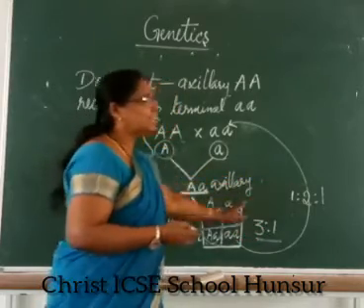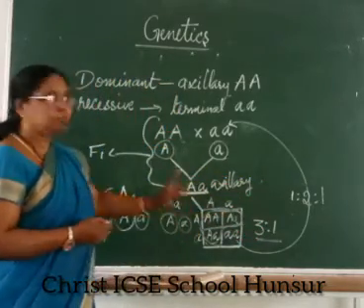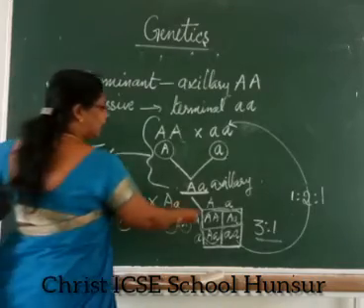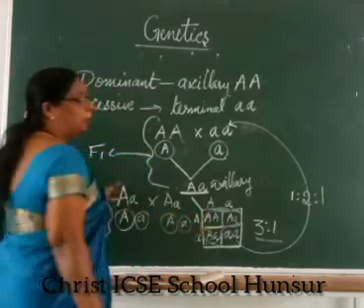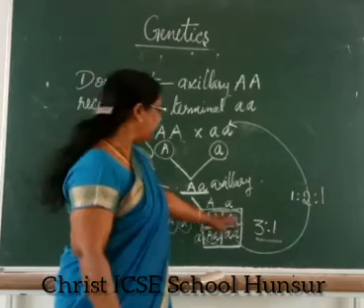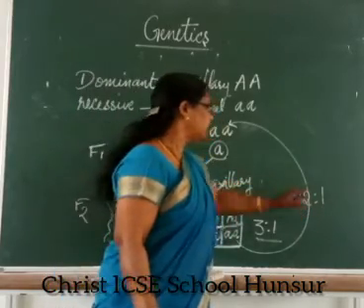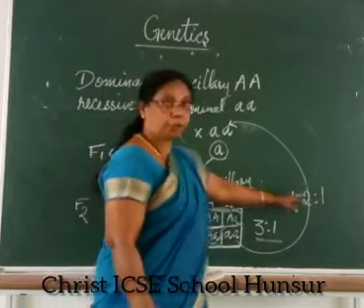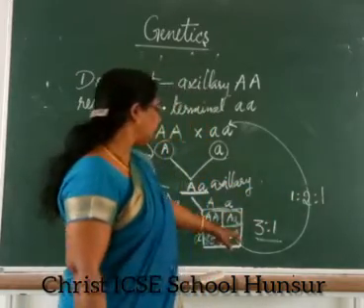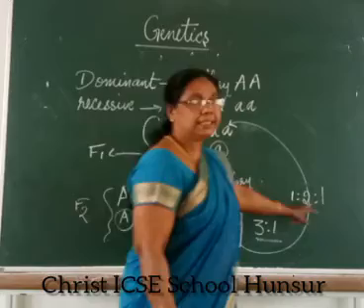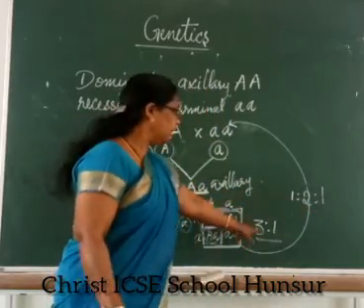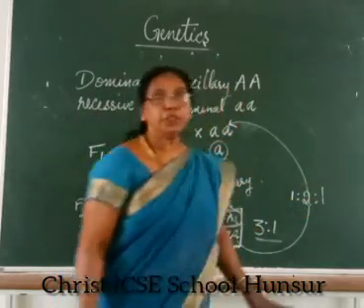But when we examine the type of genes in these plants, you can see capital A capital A, homozygous dominant, and two capital A small a, that is heterozygous, and another small a small a, homozygous. This is the phenotypic ratio and this is the genotypic ratio.